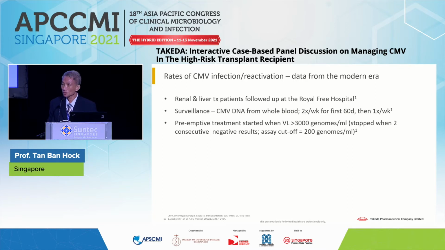So the rates of CMV infection, we actually know for a long time. The D plus R minus recipient is at greatest risk. So I thought we might look at some of the more recent data, and the best data do come from the Royal Free. Unfortunately, the latest data is about 10 years old by now. So basically, they were just drawing blood from their renal and liver transplant recipients. They have long used the preemptive strategy, and they have this cutoff, this trigger for starting antiviral therapy.